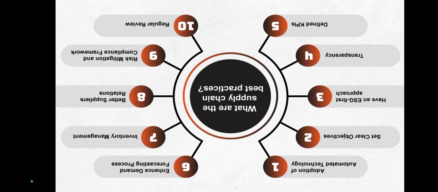So what are the practices? You can see the first one is adoption of automated technology. So I will give an example for automated technology. Once the goods have been manufactured, and if you want to send them to the warehouse, we are going to fill the finished products there. Some robots are used to place the finished goods.